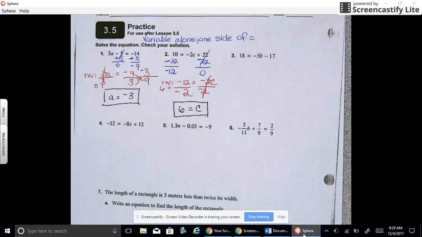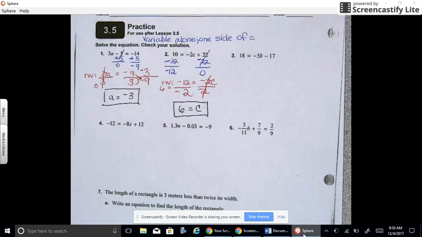Okay. All right. Problem 3 is 18 equals negative 5b minus 17. So my goal is to keep the b alone on one side of the equal sign at the end. So Stephen, what am I going to move first? What needs to go to the other side of the equal sign if I want the b alone at the end? Look at the problem number 3. 18 equals negative 5b minus 17. I want the b alone on one side of the equal sign at the end. So what do I need to move from one side of the equal sign to the other first? What's my first step? What number needs to move?